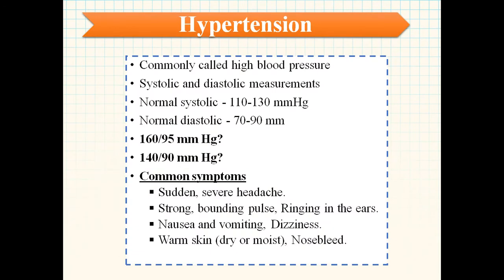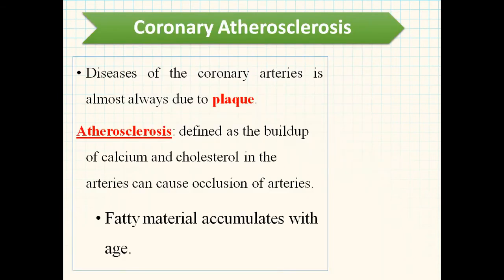Hypertension, commonly called high blood pressure. For systolic and diastolic measurements of blood pressure, normal systolic is 110 to 130 millimeters, and normal diastolic is 70 to 90 millimeters, and 160 over 95 and 140 over 90 is abnormal blood pressure. Common symptoms of high blood pressure are a sudden, severe headache, strong pounding pulse ringing in the ears, nausea and vomiting, dizziness and warm skin, dry or moist, and nosebleed.